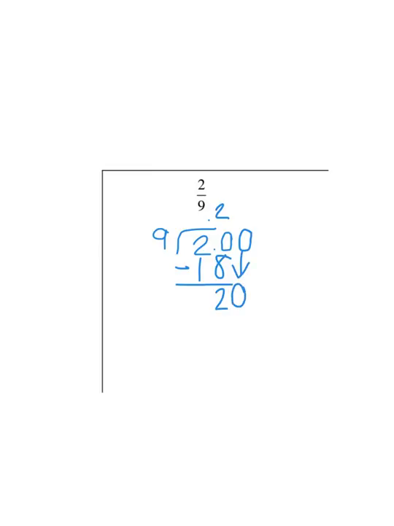9 can go into 20 2 times. 9 times 2 is 18. 20 minus 18 is 2. If you notice, there is a pattern that is repeating. 9 can go into 20 2 times. So no matter what, we're going to keep getting a 2 remainder at the bottom. So we know that this is a repeating decimal.